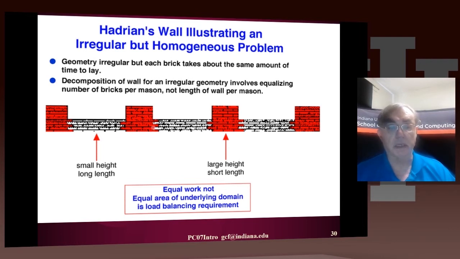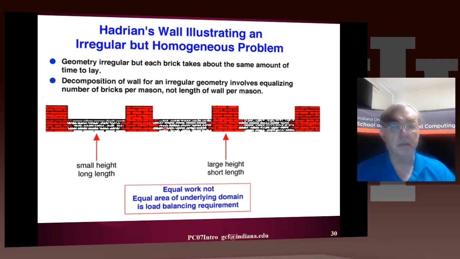So that's an example of a load-imbalanced bricklaying problem. When they try to make roughly equal numbers of bricks per mason, the mason doing this case here where the height is smaller would get a larger length than the mason responsible for these parts where the length is smaller. So we do equal work, not equal length, when we are doing the decomposition.